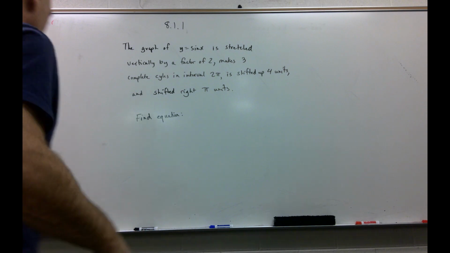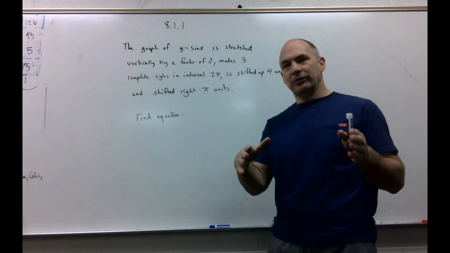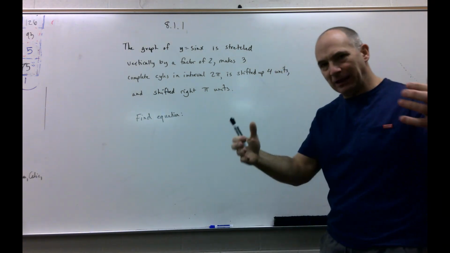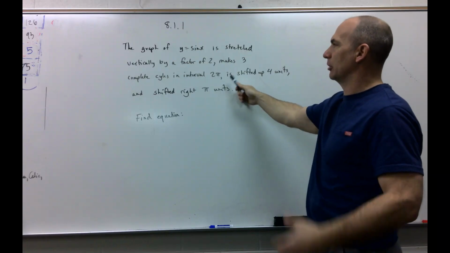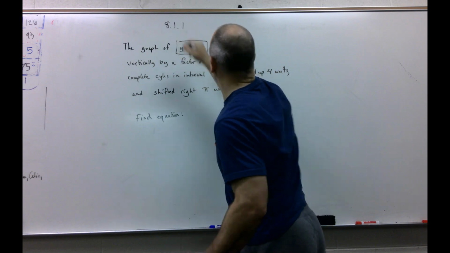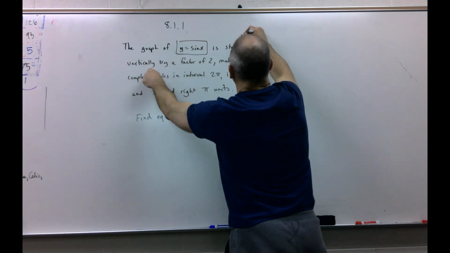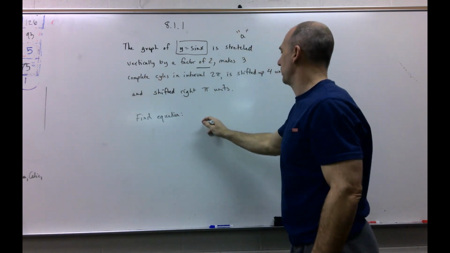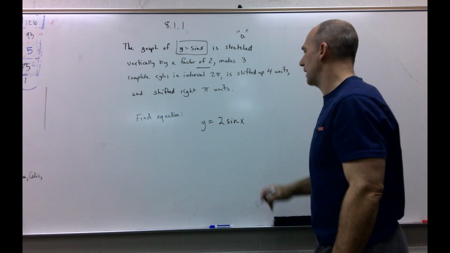So, part 1, we just talked about how many cycles you can fit in 2 pi. And now you're going to realize why that's important. You're going to be given problems like this, and you're going to have to make the necessary adjustments. So it says, here's your parent function, and it's stretched vertically, so it's talking about the letter A, by a factor of 2. So the first step we're going to make is, we're going to put the 2 in for A. Not too bad.